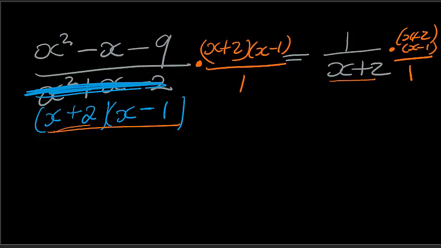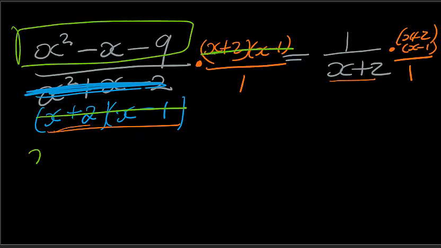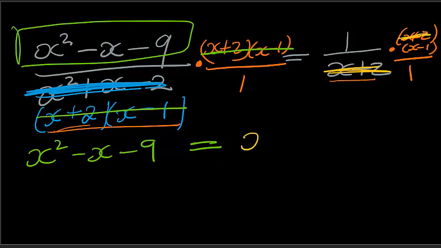Okay, now I can cancel common factors. All of this is common with all of that. So what's left is this, which is x squared minus x minus 9. That is what's left. And that is equal to, on the right hand side, x plus 2 cancels with x plus 2. So I have 1 times x minus 1. Okay. I have no denominators.